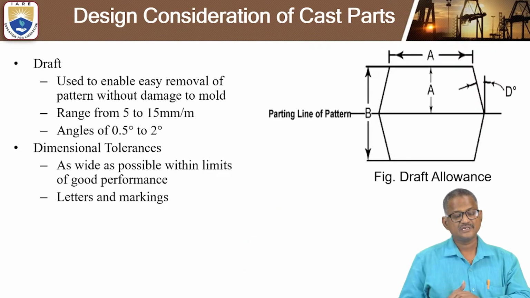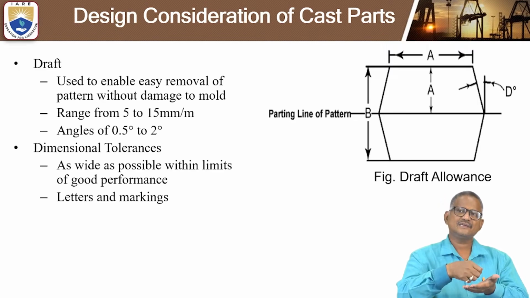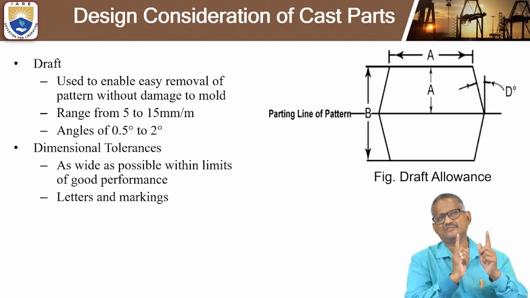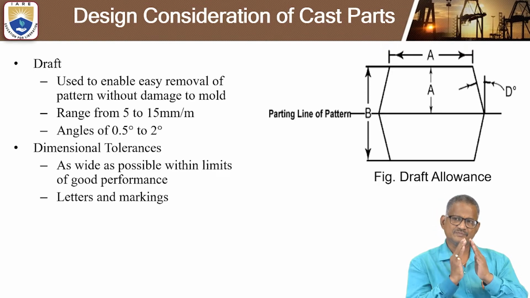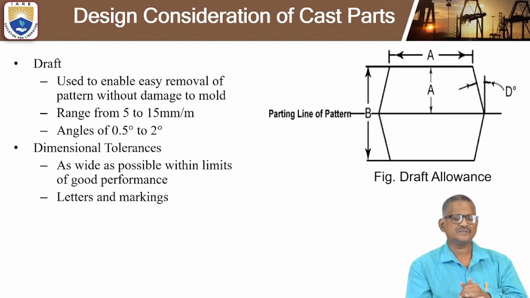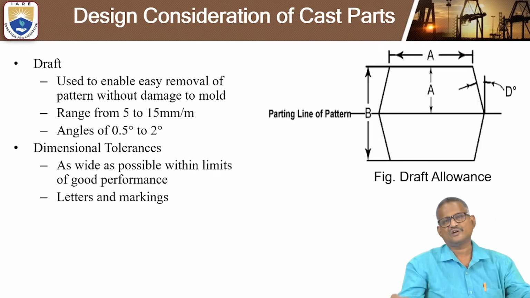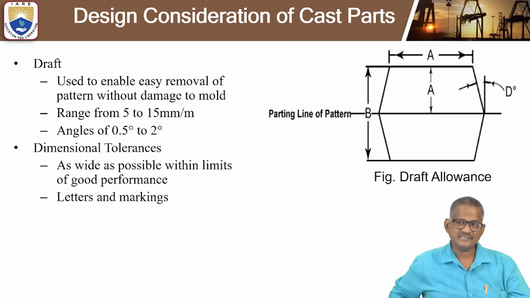And next, coming to the draft allowance. While designing cast parts, if the pattern is a straight vertical pattern, when you want to remove the pattern the mold cavity walls break down. In order to avoid the mold cavity breaking, you can use draft elements. The draft can be either internal or external. It can vary from 0.5 to 2 degrees, and sometimes 5 to 15 mm per meter. Majorly, these allow easy removal of the pattern without damaging the mold cavity and the mold. Here also you can prefer dimensional tolerances as wide as possible within those limits. And letters and markings are also very important when providing these draft allowances.